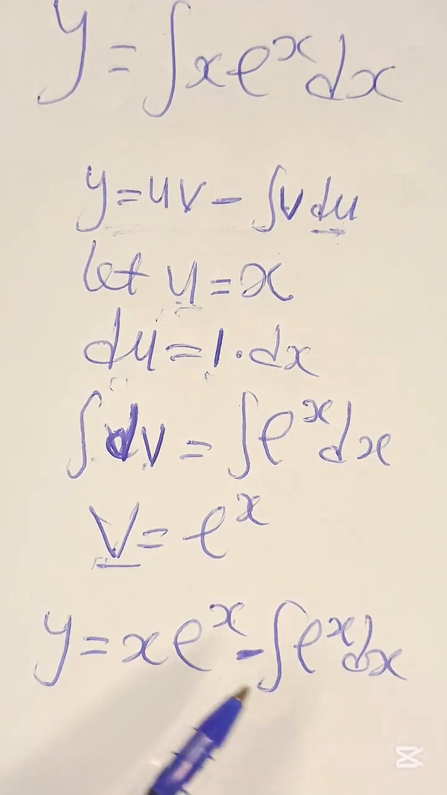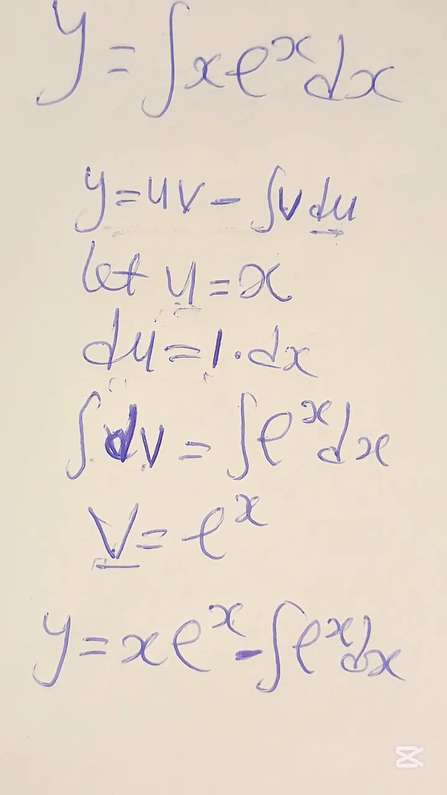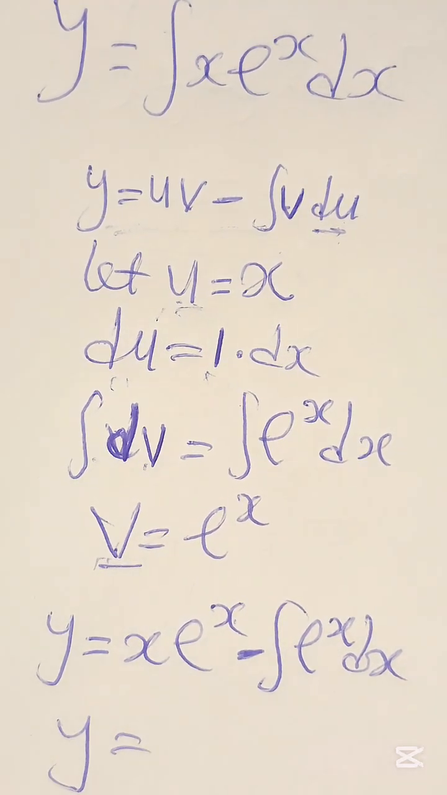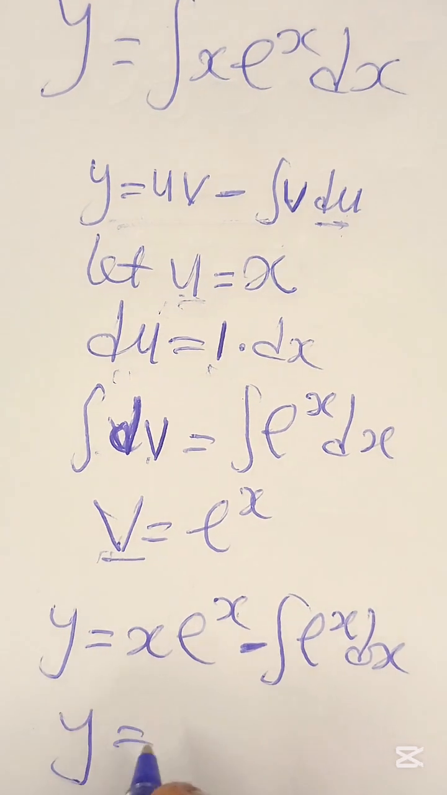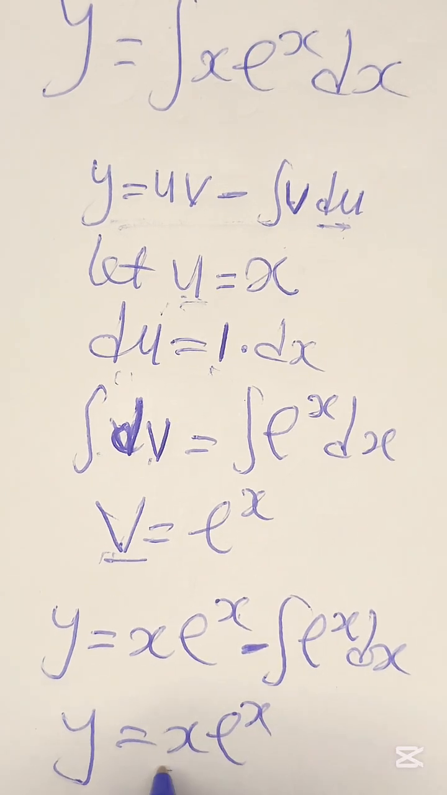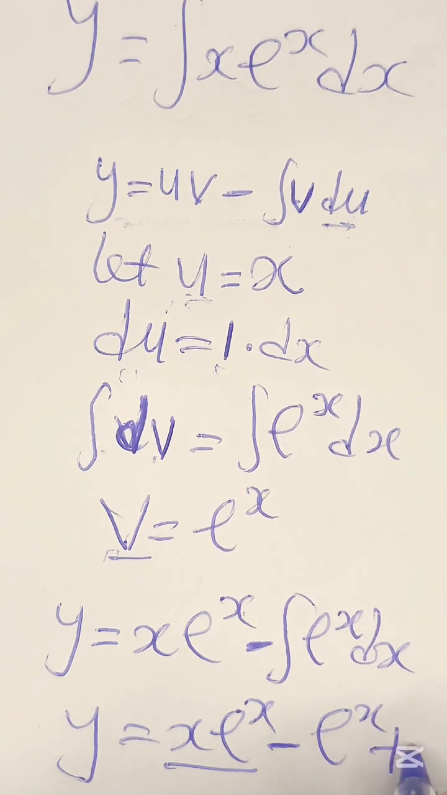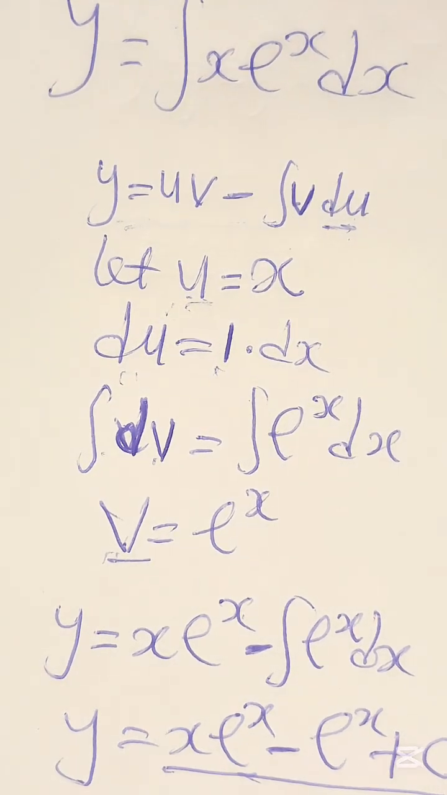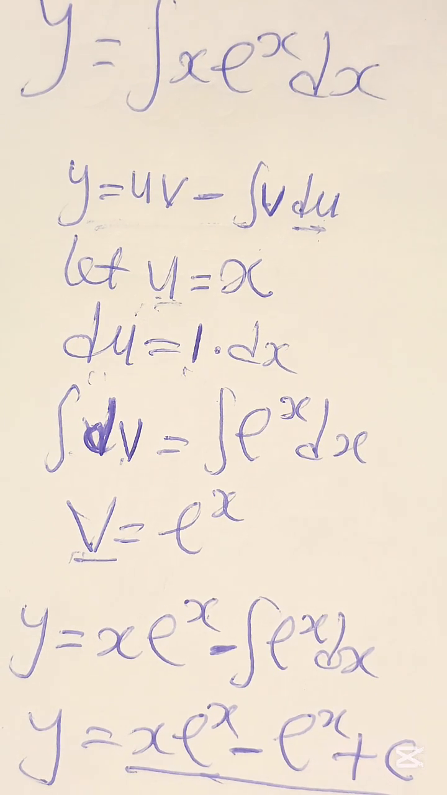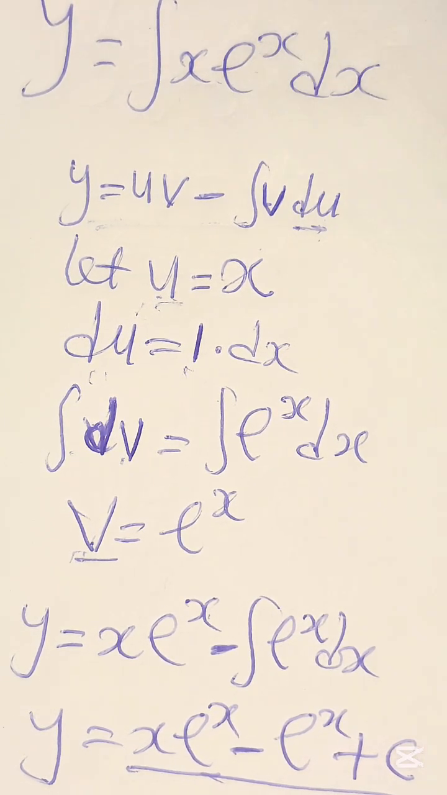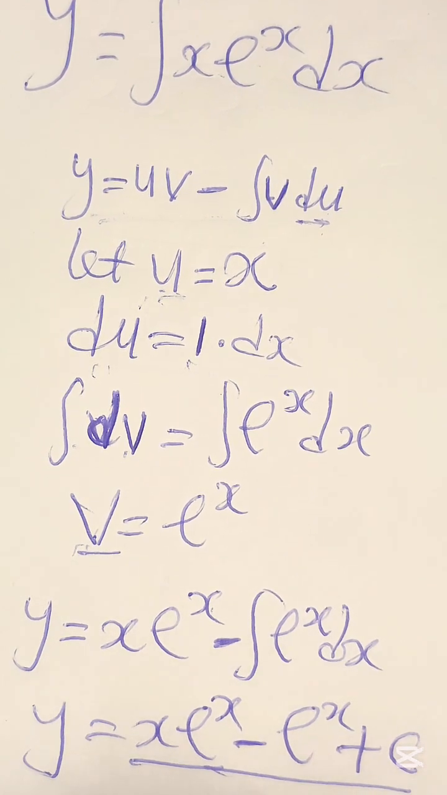If you can see this, you notice that we'll be able to integrate e^x now. When we integrate e^x, this is already part of the answer. If you integrate e^x, you have e^x plus c. So this is the final solution of the integration of x e raised to the power x, integration by parts.